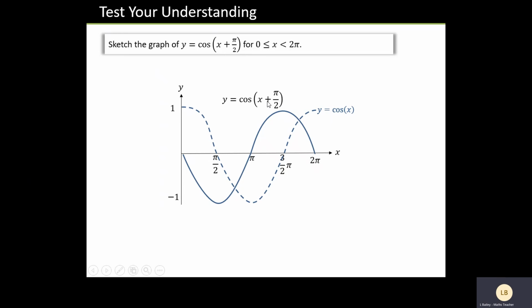So because I'm taking away minus pi by 2, it means that I've got a translation of minus pi by 2 in the x direction. So each point, for instance, this point has been translated by minus pi by 2 in the x direction. So every point has been translated by minus pi by 2 in the x direction.